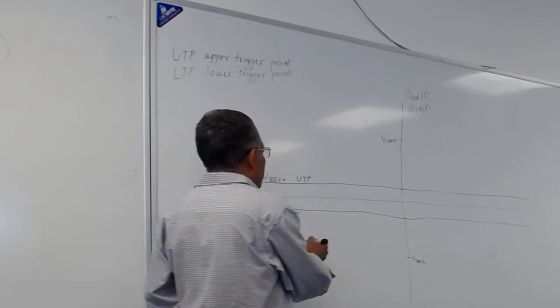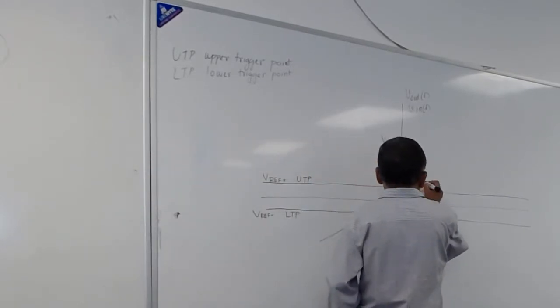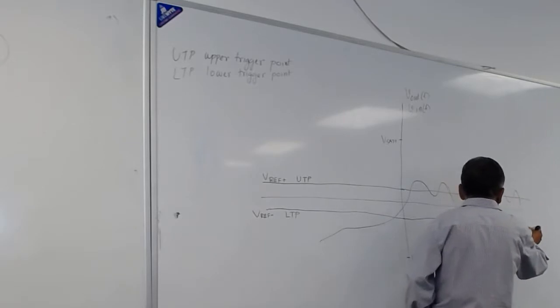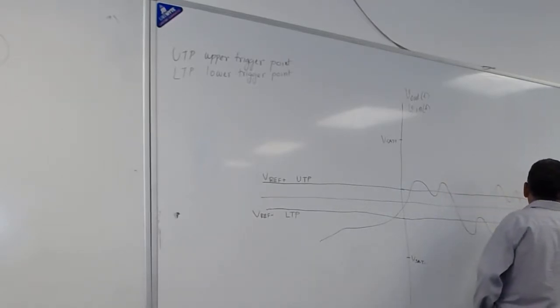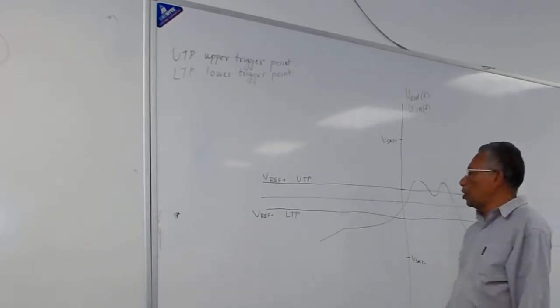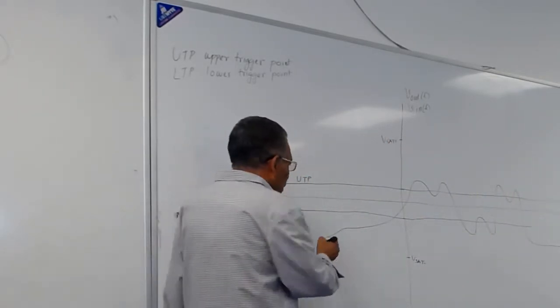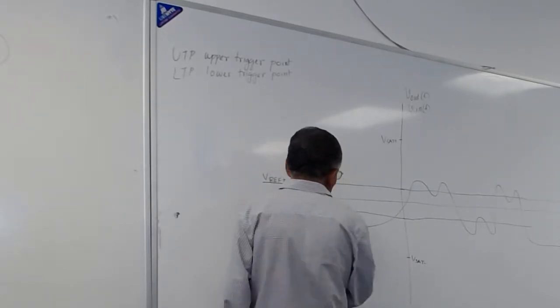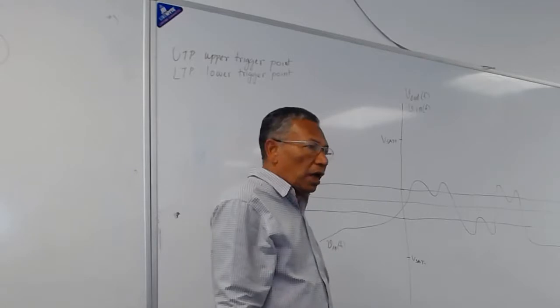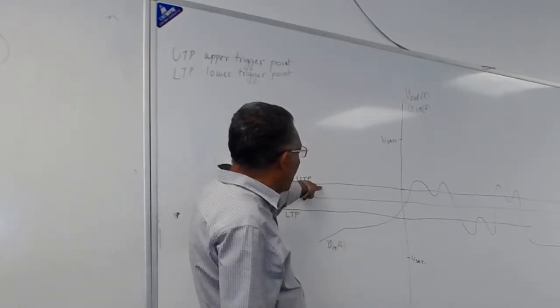So you go like this, and then you maybe go like this, and go down, like this, go up, like this, go down, I can extend it as far as I wish, and go all the way and then go slightly up, slightly down, and go up again here, like this. So this is your input signal, this is your V in time. So now you see that you have two trigger levels, and initially the input is very low, and this is your trigger level.